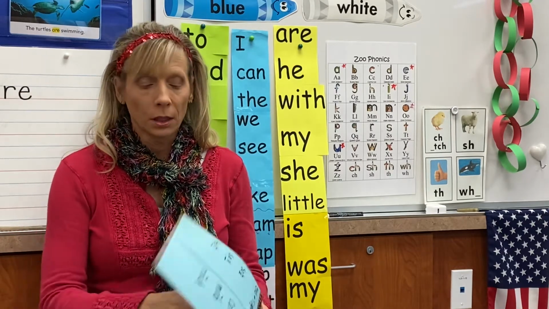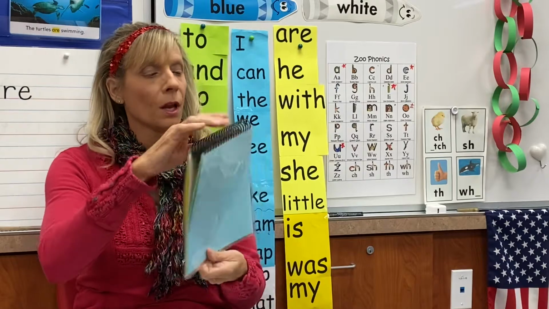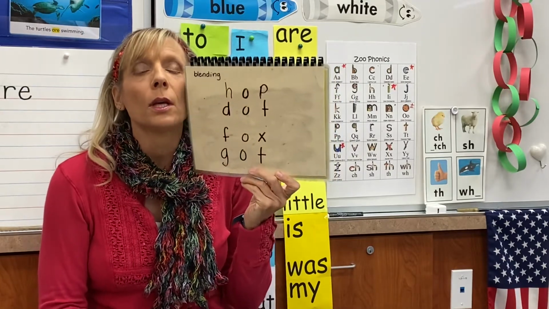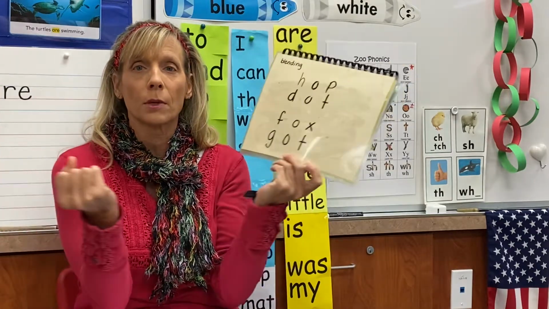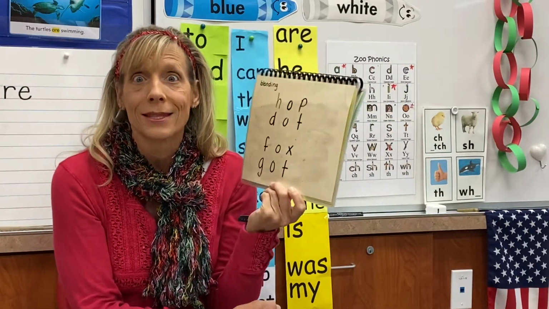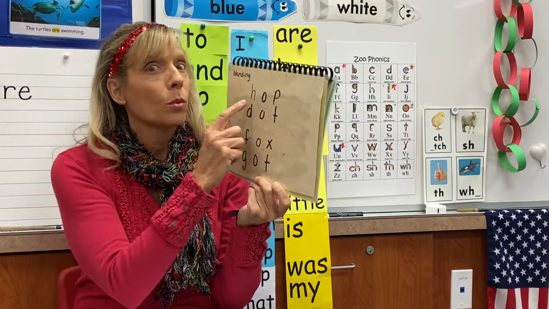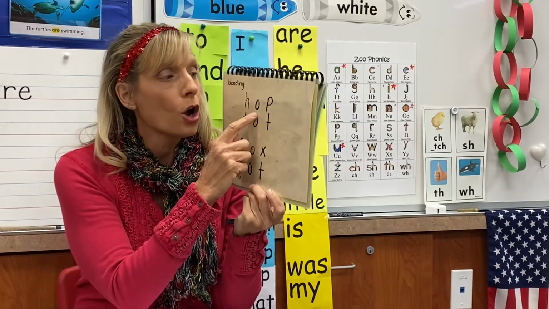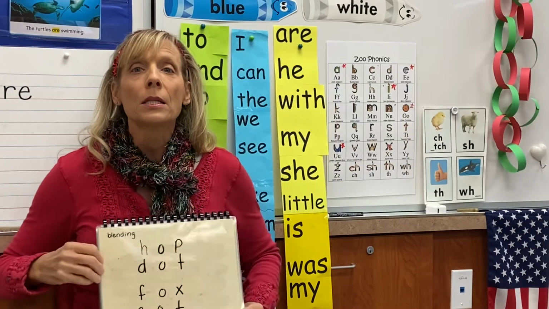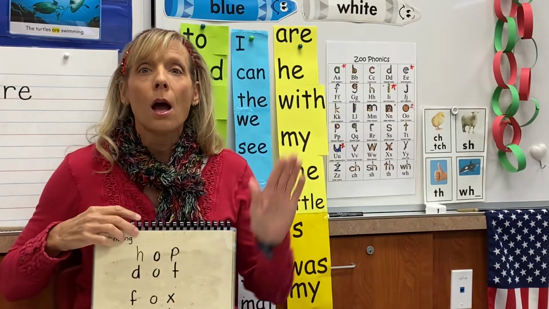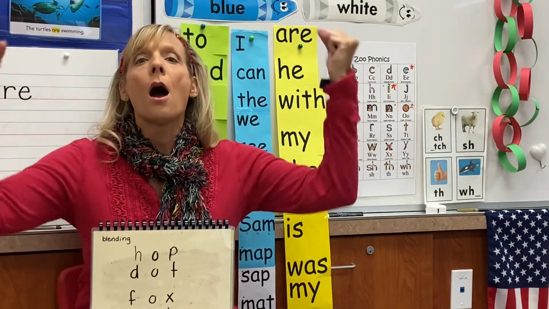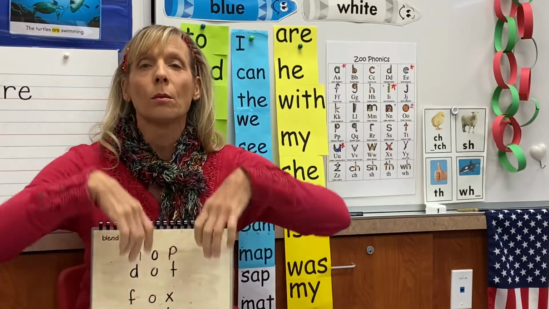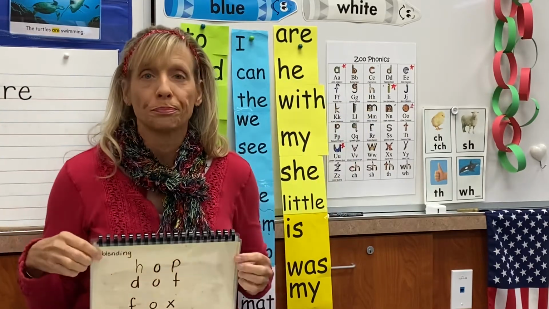Beginning, middle, and ending sound. We did all of them. Now, blending. Let's use our Zoophonics to blend these words together. That means we're squeezing them together after we say the sounds. The word is hop. Ready? Signal. H, op. Hop. What's the word? Hop.